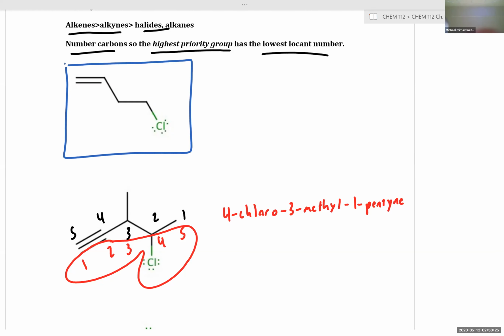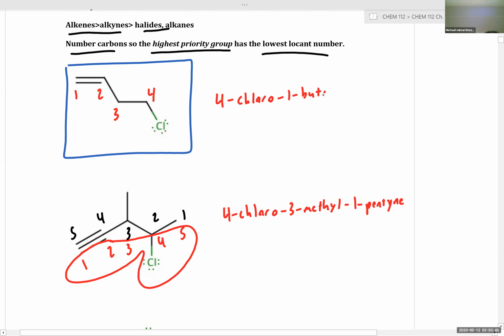Okay, so we have some proposed names in the chat. So if we want to number our carbons to give us the smallest possible locant number for our alkene, we'd number from left to right. So we name this as 4-chloro-1-butene. Yep, perfect.